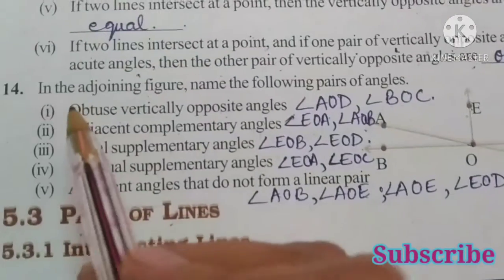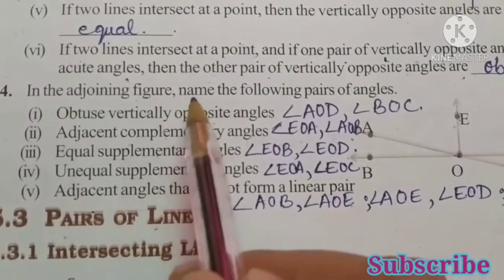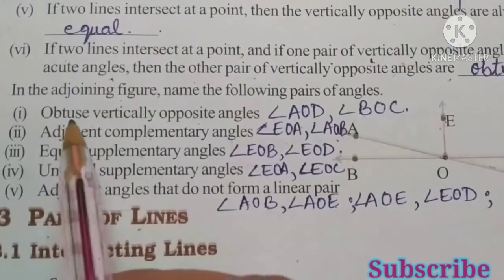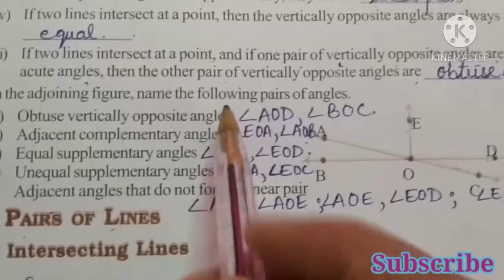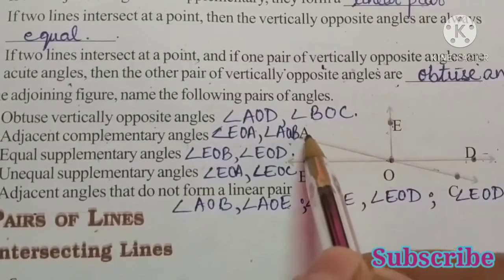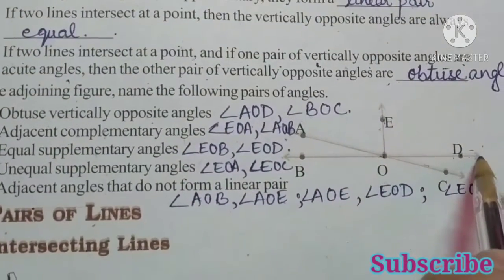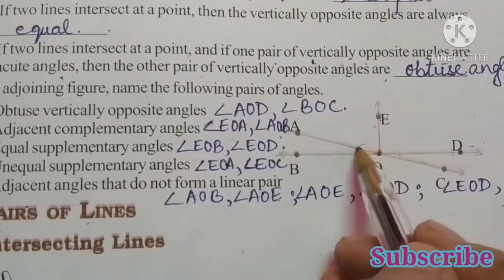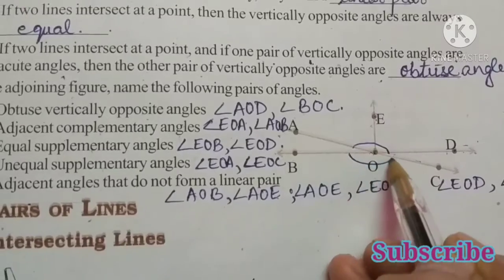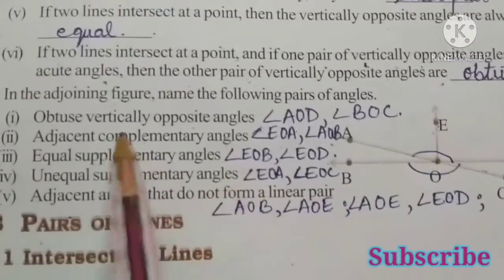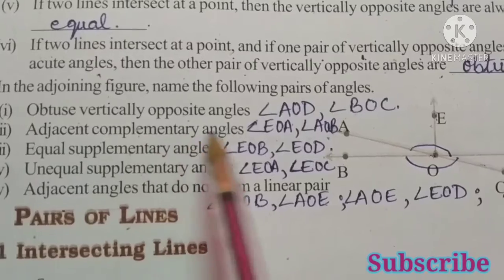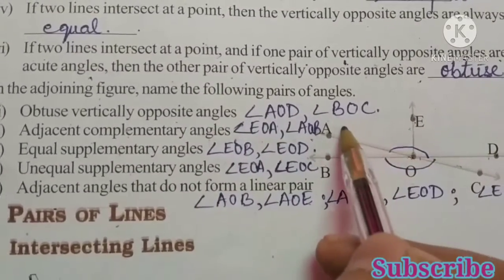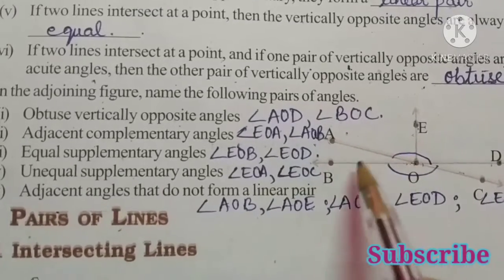Now the 14th and last question. In the adjoining figure, name the following pairs of angles. First, obtuse vertically opposite angles. So here you can see AOD is vertically opposite to BOC. This and this, obtuse vertically opposite angles. Second, adjacent complementary angles. That is EOA and AOB.